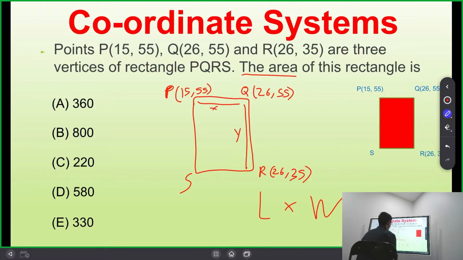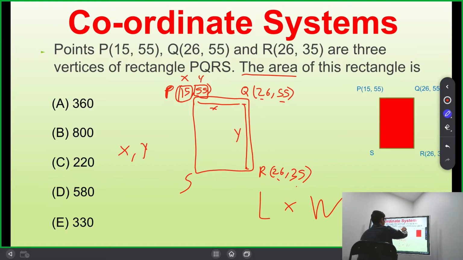This is pretty simple, so we're first going to find y. We know that the coordinates are always written as x comma y. So the first number is always going to be x, and the second one is always going to be y. The same thing with this one, this one, this one, and this one.